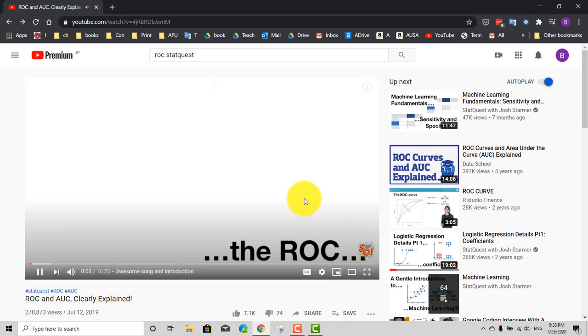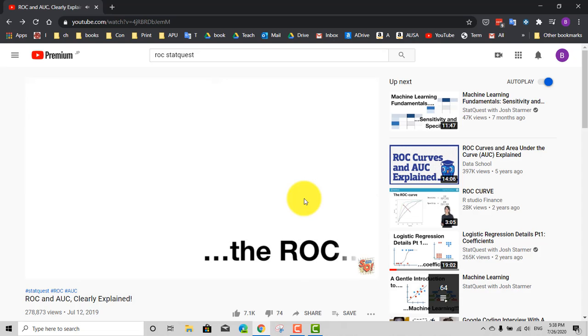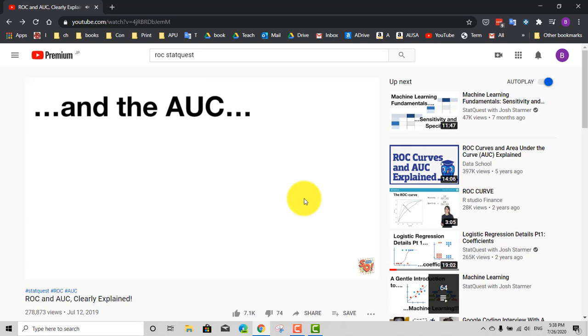Okay, so let's move on to the ROC curve, and also we're going to talk about something else related called the AUC curve. Wait till you see the ROC and the AUC.